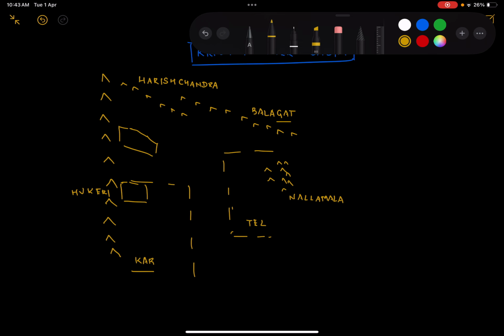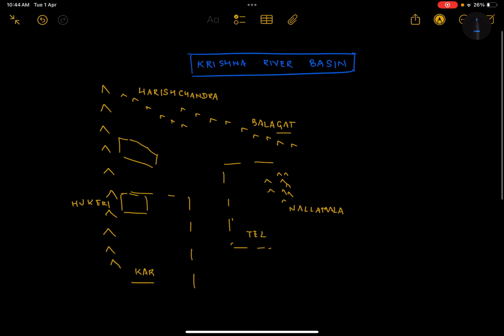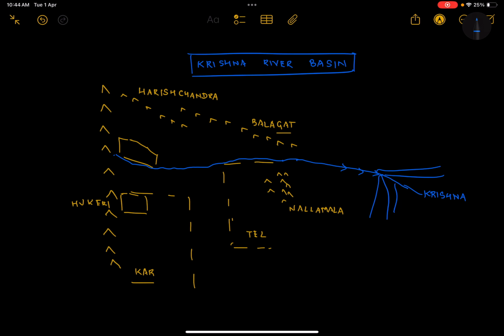If you see the Krishna River, it originates close to Mahabaleshwar, and from Mahabaleshwar it flows almost in a straight line and then enters the Bay of Bengal right there. So this is your Krishna River. With reference to the Godavari River, one important difference is that the orientation is almost from the western to the eastern side, and of course it takes a proper southern bend in the delta regions of Andhra Pradesh.